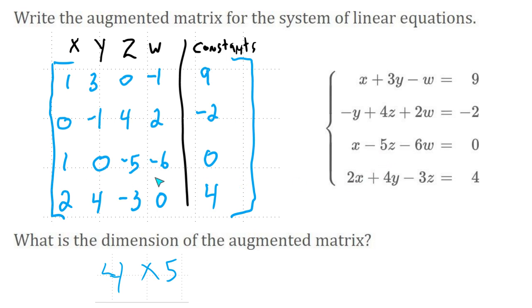There's no y, so we're going to use 0. Then we have negative 5, negative 6, and 0. Then we have 2, 4, and then we have our z is negative 3, and then w is 0 with our constant of 4. So the dimension, that's another word that we use whenever they want to know the size. They might say dimension. So the dimension is going to be 4 rows, 1, 2, 3, 4, and 5 columns. So we say this is a 4 by 5 matrix.